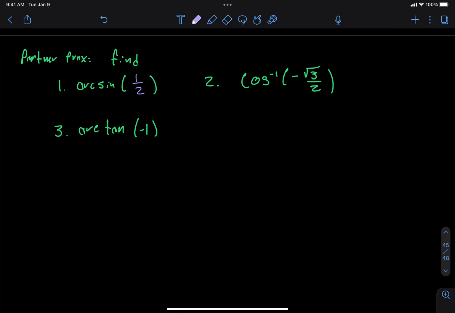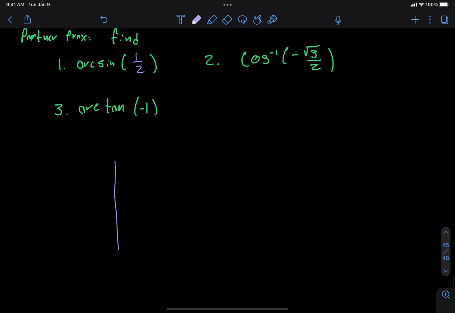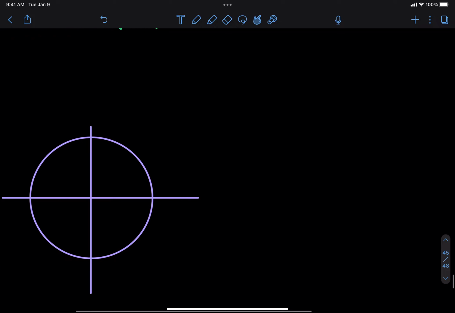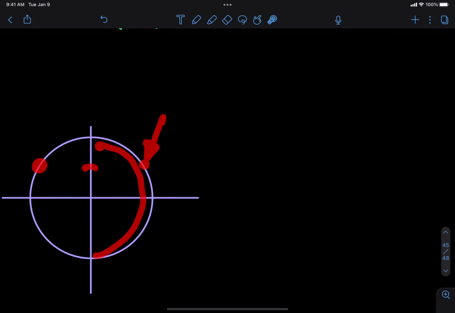Okay, so let's do this one. Arcsine of 1/2. What do I want? I want to find the point on the unit circle whose height is 1/2, and since we're doing arcsine, which one of these 2 points is going to be the one that I want? I want the one on the right because I'm doing arcsine. I'm only looking for points on the right half of the unit circle when I'm doing arcsine. So there's 1/2.